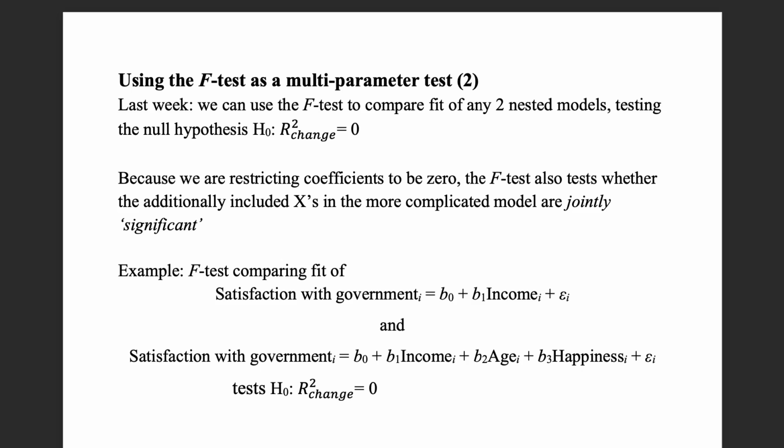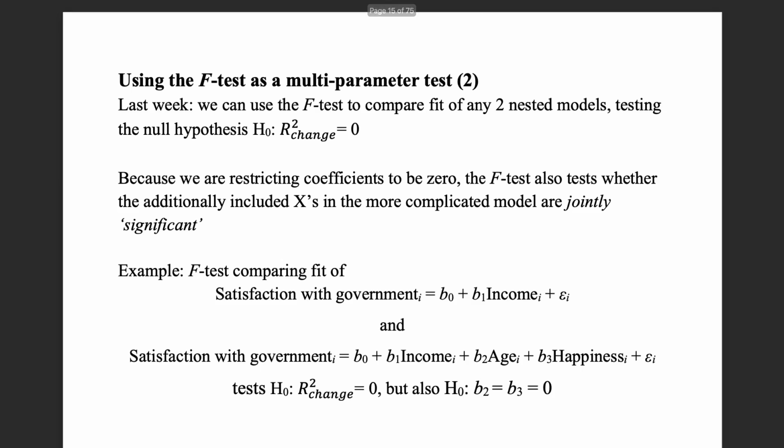Then if we would do an f-test comparing these two models in terms of goodness of fit, that f-test would test the null hypothesis that r-squared change is 0 in the population. So that including differences in age and happiness does not explain any additional variation in satisfaction with government in the population compared to just using differences in income to explain differences in satisfaction with government. Yeah, so that r-squared change is 0 in the population.